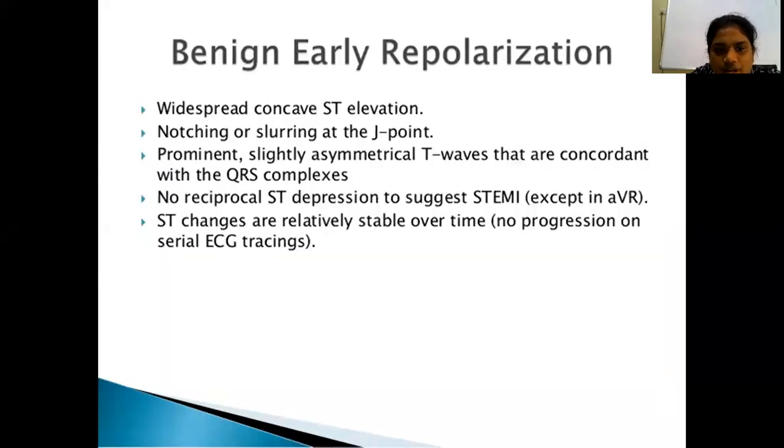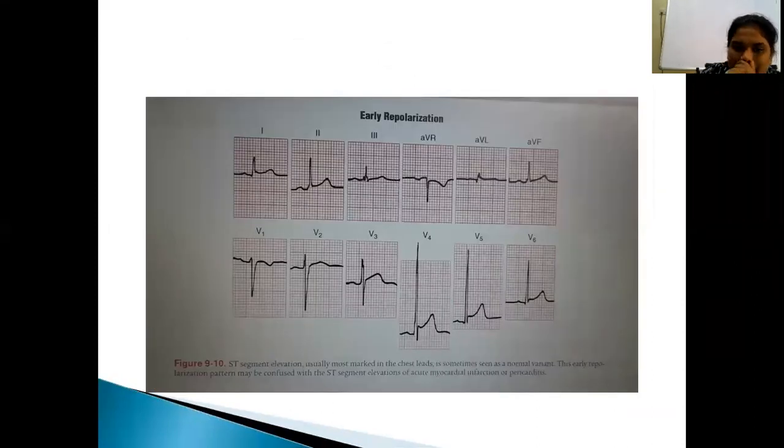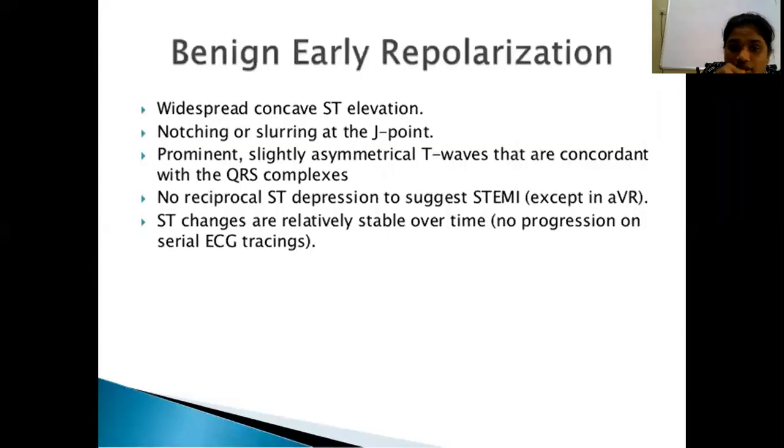Then benign repolarization: the widespread concave ST segment elevations, notching or slurring at the J point, prominent slightly asymmetrical T waves, and no reciprocal ST depressions to suggest STEMI. ST changes are relatively stable, so no progression is seen in serial ECGs. So here is the early repolarization. Here the ST segment elevation is usually marked in the chest leads. It can be confused, but we don't see the reciprocal changes which we would see in myocardial infarct, and even the serial ECG ST segment changes are not seen. That is what we mentioned, and even the notching at the J point and prominent, slightly asymmetrical T waves that are concordant with QRS complexes are seen.